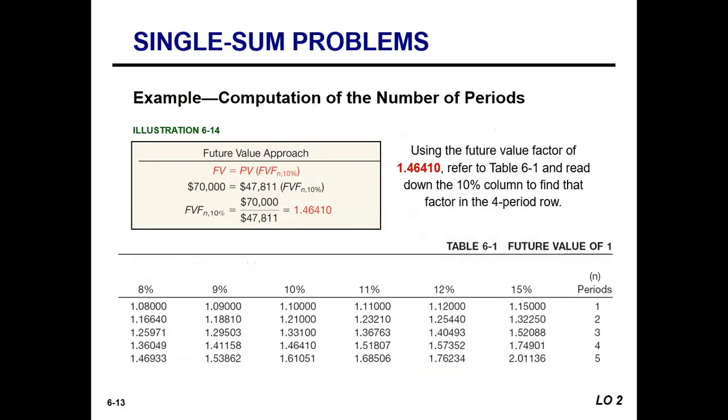we take that 70,000 divided by 47,811. That's going to give us that factor. And that's the factor that we want to find on our table. And so it shows us here, and these tables, again, are listed in your book. If we go at our interest rate, 10% per year, how many periods do we go down before we hit that factor? And so we'll see in this case, 4 periods or 4 years is what we're doing the calculation for. And this is the same way really that we solve for an unknown interest rate. We find it on the table.